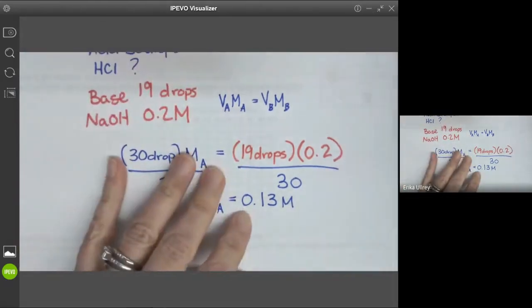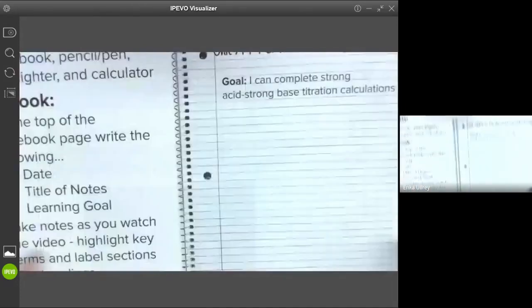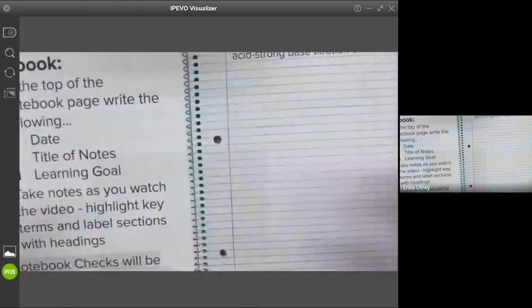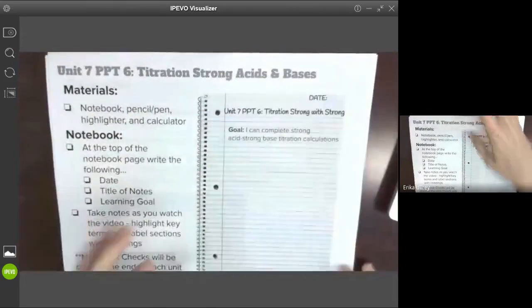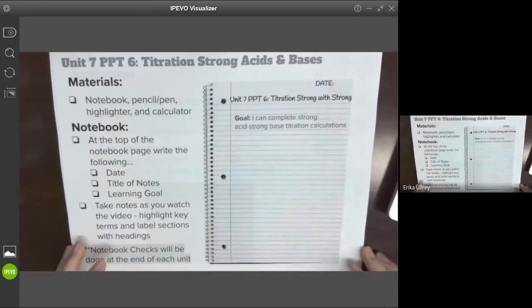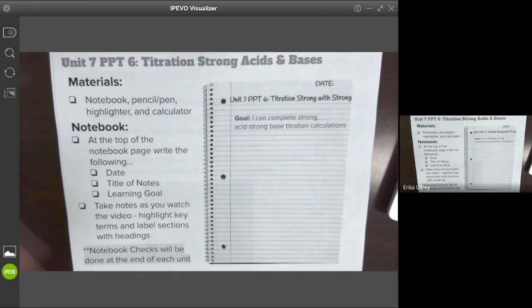So what we're going to do today is we're just going to review and make sure that you fully understand how to do all of the various calculations that we need to do with a strong acid, strong base titration. I also want to make sure that you fully understand what a titration is and all of its parts and its purpose before we do a titration that will be more complex, because we're going to be looking at weak acids and weak bases.